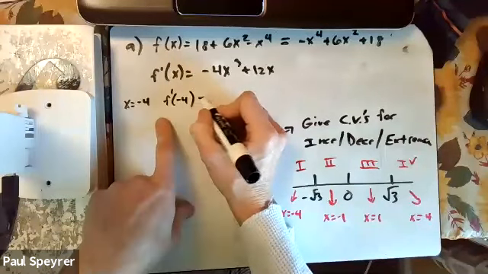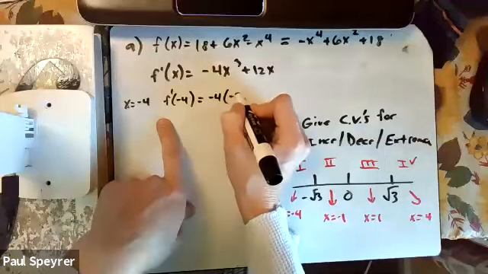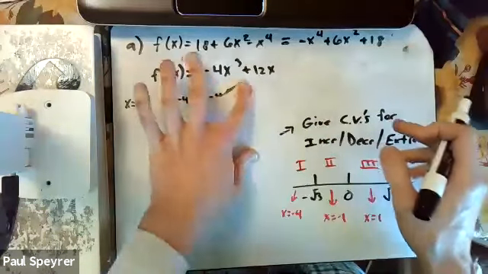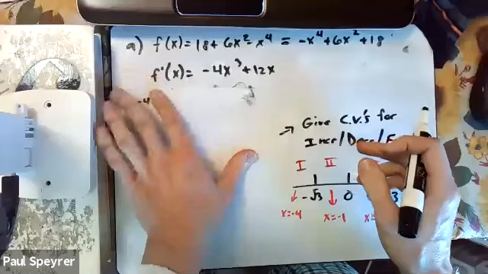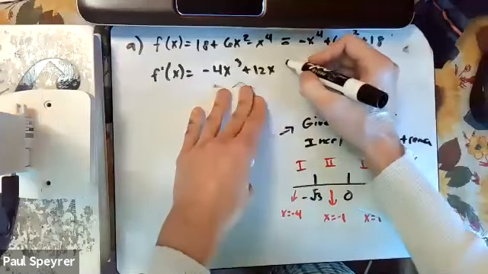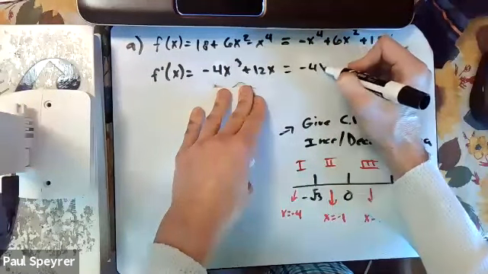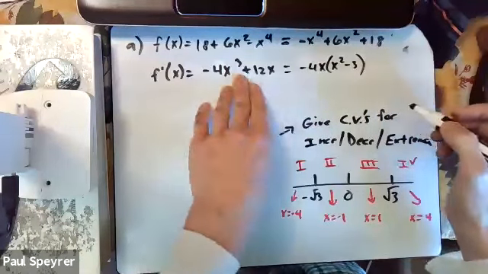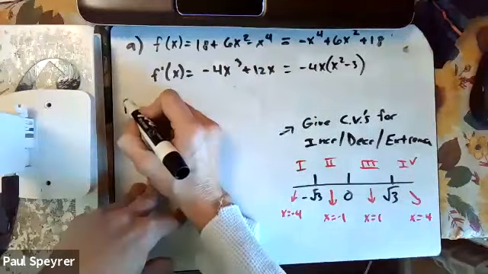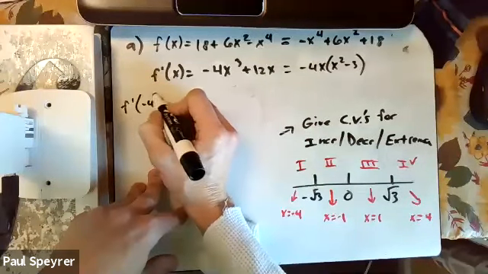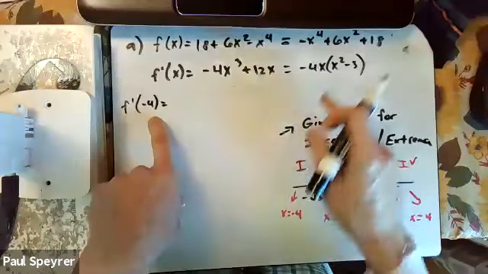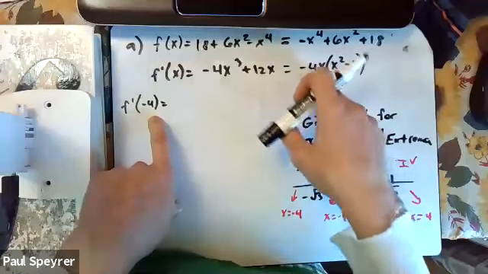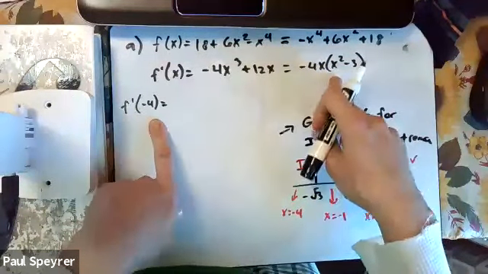So f prime of negative 4 is negative 4 times negative 4 cubed. Or actually, I'll use the factored form. Sorry, that's easier to use, right? So f prime of negative 4, I'm going to plug into the factored form. Remember, you can plug it into either one. They're both the same. It's easier just to plug it into the factored form.